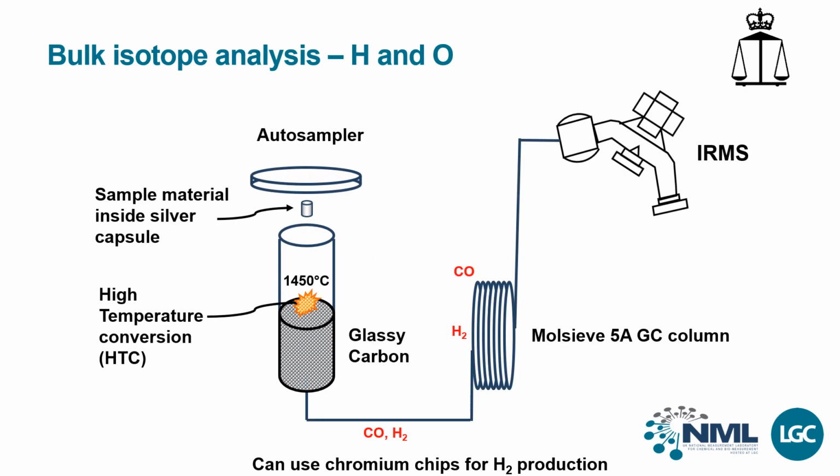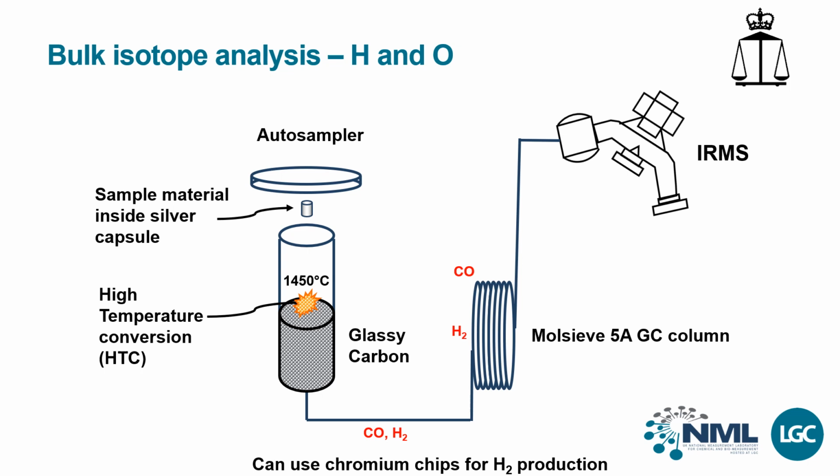For analysis of hydrogen and oxygen isotopes, a different configuration of elemental analyzer is used. Only a single reactor containing a tube which is usually made from and packed with glassy carbon. For hydrogen isotope analyses, chromium chips may also be mixed into the glassy carbon packing of the reactor or used on their own in a ceramic tube.